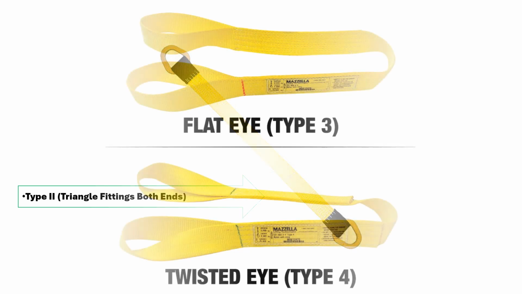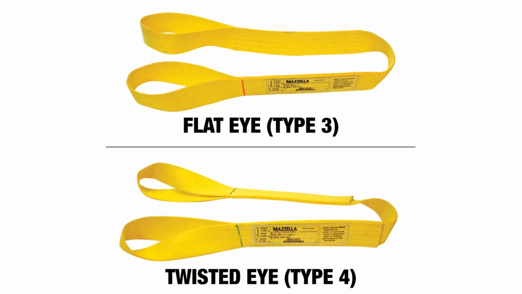You see this one is type 3 flat eye, this one is type 4 twisted eye. This is the one I told you about. Most industries use this type 4. Normally we call this one web sling, but the original name is twisted eye web sling. You can see here the load carrying capacity and which type of web sling it is. All details are mentioned here by the manufacturer.